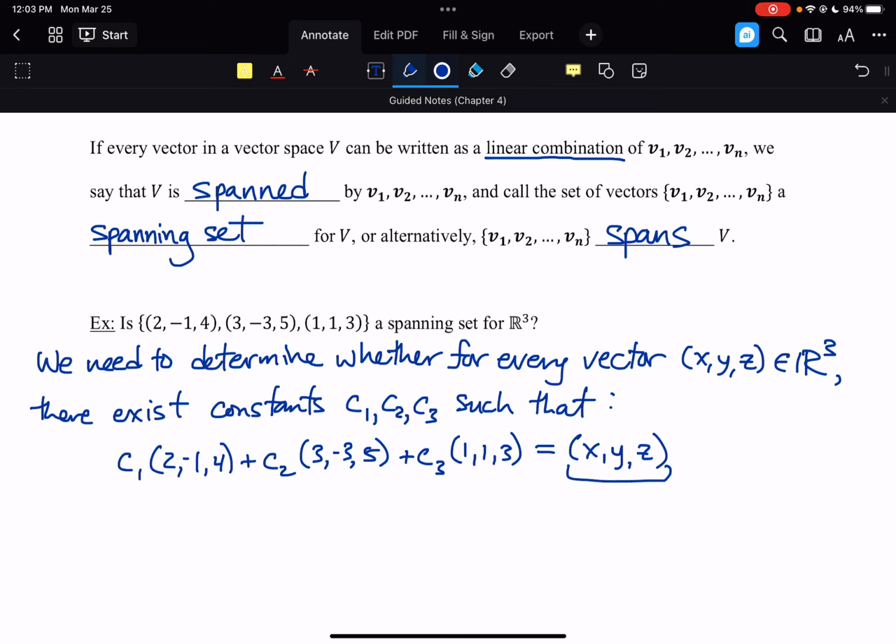For any vector in R3, we should be able to create it using some combination of these three vectors, if these vectors do in fact form a spanning set for R3. So we're trying to find conclusive evidence that C1, C2, and C3 will have solutions regardless of what x, y, and z are. We're not looking for a numerical value for C1, C2, and C3 because that would only work for one specific vector. That would be like if I said, can I create the vector (1, 2, 3) out of these? In that case, we would try to find specific values of C1, C2, and C3. But we're not trying to do that here. We're trying to show that there will be a solution regardless of what this vector is.